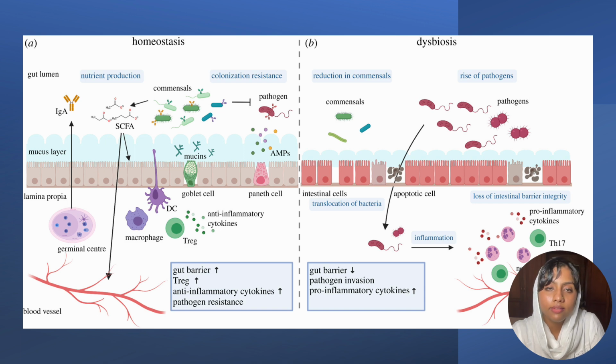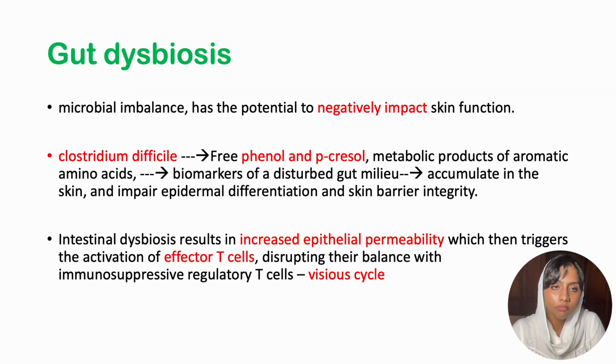And the second one, where there is dysbiosis and there are more pathogens and fewer commensals, you can see the pathogens have even entered into the bloodstream because there is a disrupted gut integrity, and there is also more inflammation. So there's a pro-inflammatory cytokine increase.